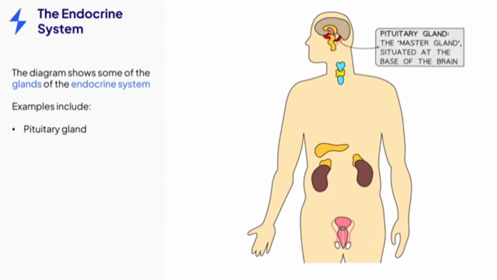The pituitary gland is called the master gland because the hormones it secretes control a lot of the other glands in the endocrine system. It is positioned just below the brain, and an example of a hormone it secretes is ADH. The thyroid gland in the throat secretes many hormones, an example of which is thyroxine, which helps to control the rate of metabolism in the body.